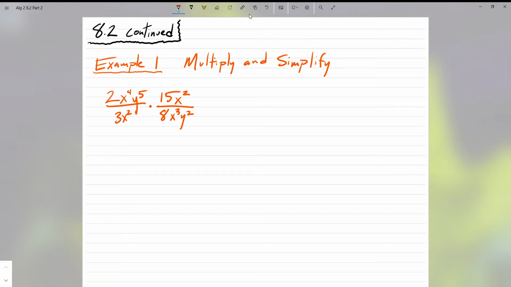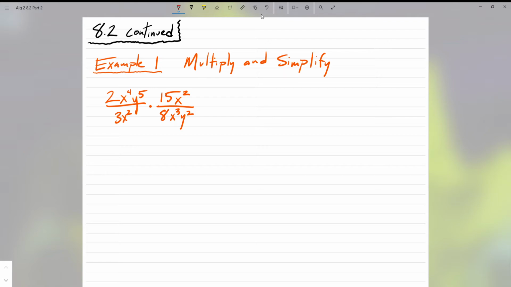It's just, to be honest, there's not a great way that works every time. Another method is you could multiply everything on the top together. So you could get 30x to the 6th, y to the 5th, and then on the bottom you would multiply the whole bottom together, and then you would get 24x to the 5th, y squared, and then you would take this answer and reduce that down. So that's the other main method. And then you can do a combination of the two.